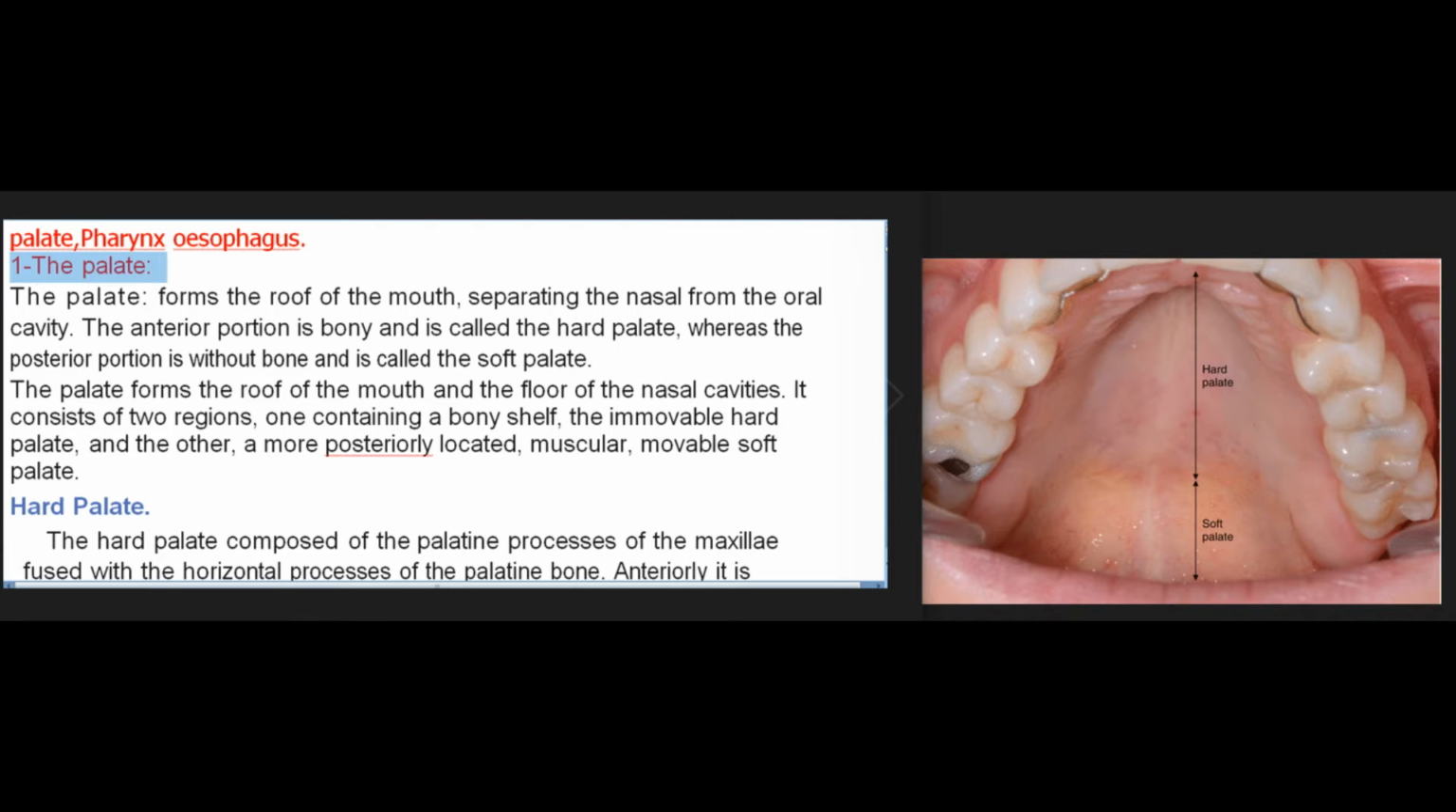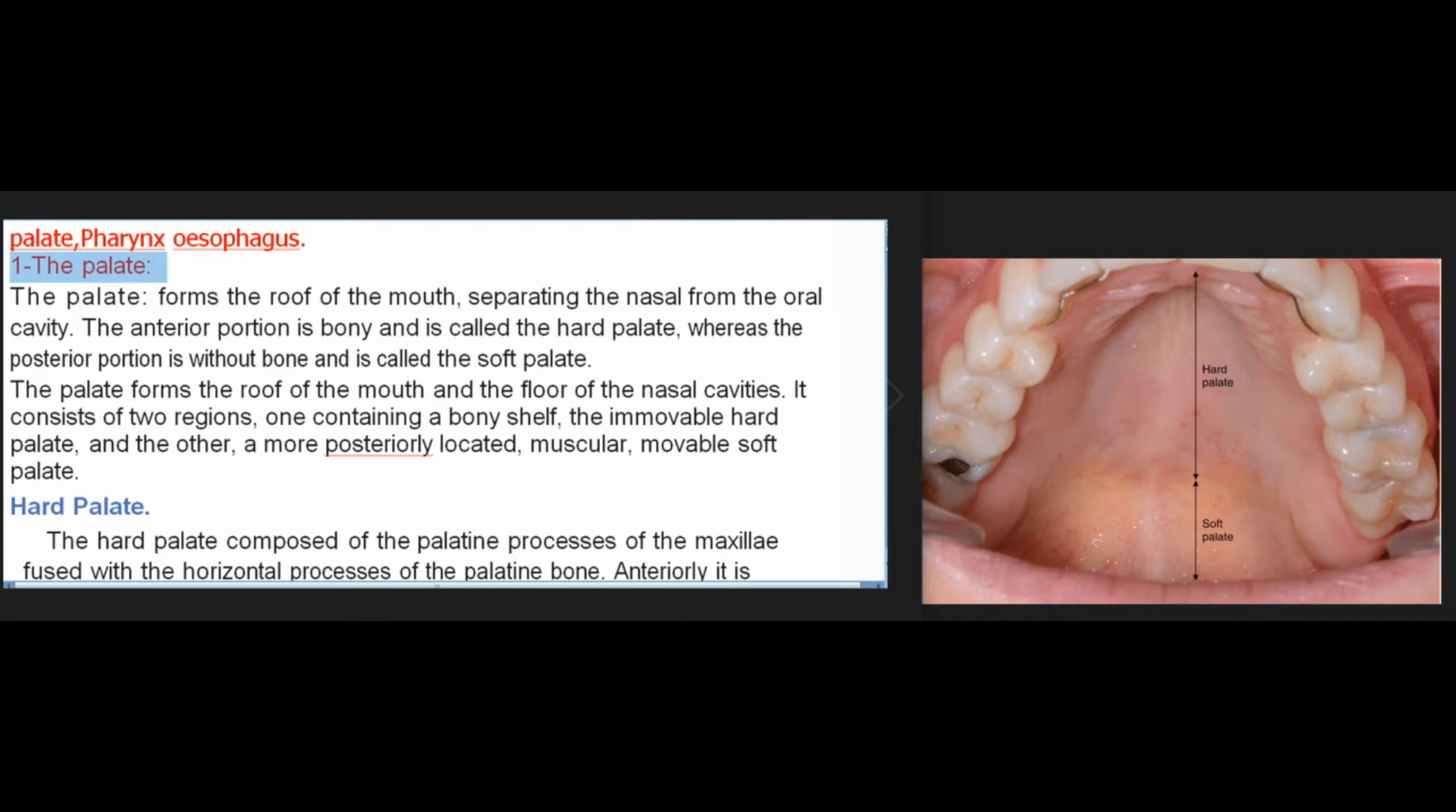Palate, pharynx, esophagus. 1. The palate forms the roof of the mouth, separating the nasal from the oral cavity. The anterior portion is bony and is called the hard palate, whereas the posterior portion is without bone and is called the soft palate. The palate forms the roof of the mouth and the floor of the nasal cavities. It consists of two regions, one containing a bony shelf, the immovable hard palate, and the other, a more posteriorly located, muscular, movable soft palate.